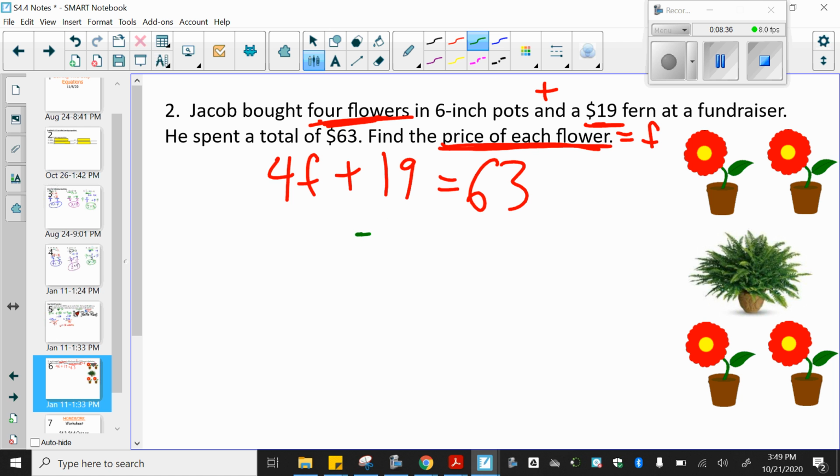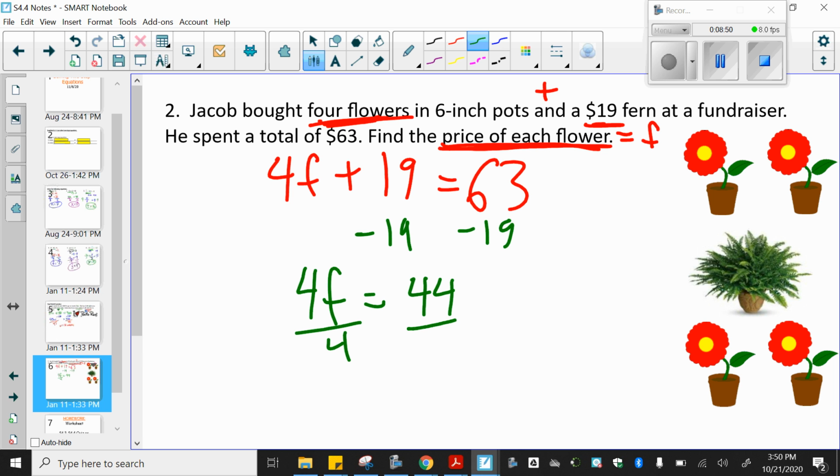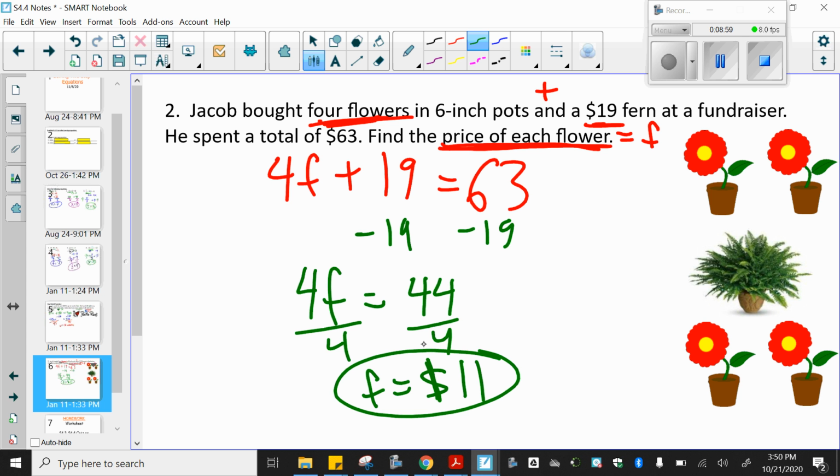We're going to solve it by subtracting 19 from both sides. 4F equals 63 minus 19. I'm going to take away 20 and add 1, so 63 minus 20 is 43, plus 1 is 44. I'm going to divide both sides by 4 to get F equals $11. $11 per flower, right? 1, 2, 3, 4, 44, plus 19 makes 63.